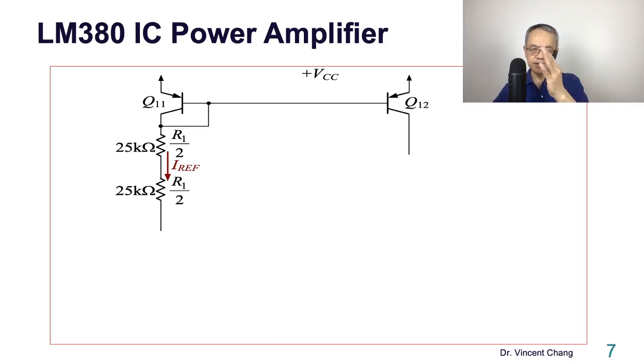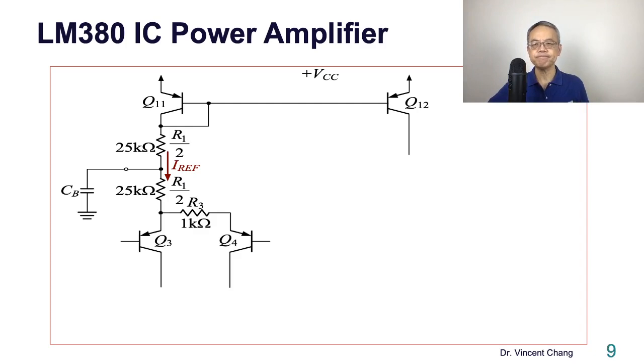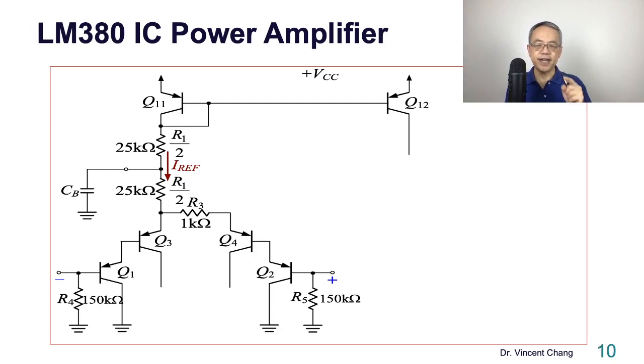And then there are two resistors, R1 divided by 2. The total of the two series resistances is R1. And then there is a bypass capacitor, CB. So here's the input differential pair, Q3 and Q4. There is a resistance, R3, connected to the PNP transistor. And then there are the input emitter followers.